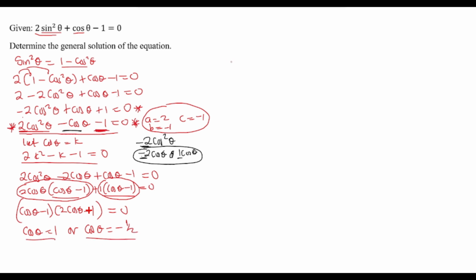Now, I'm going to show you two methods that we usually do. We're going to use the formula method, and then after that, we're going to do the quadrant method. Let's start with the formula method. Let's start with cos theta is equal to 1. And then also here we're going to have for cos theta is equal to negative 1 over 2.